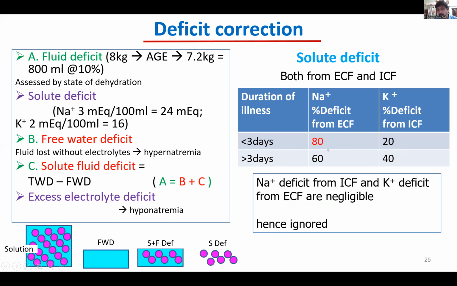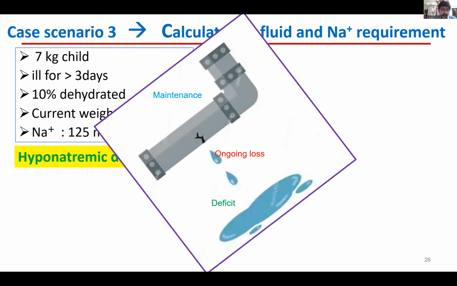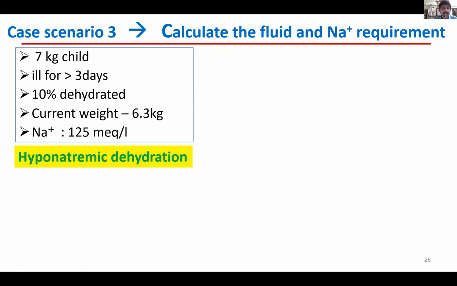If it is a chronic one, only due to acclimatization, only 60% of the ECF will be lost. So in any dehydration calculation for hyponatremia, we have to think about ongoing loss, the existing deficit, and the maintenance. Suppose this is a 7-kilo child who has had 4 days of diarrhea, is 10% dehydrated, current weight 6.3, and has hyponatremia with sodium 125.